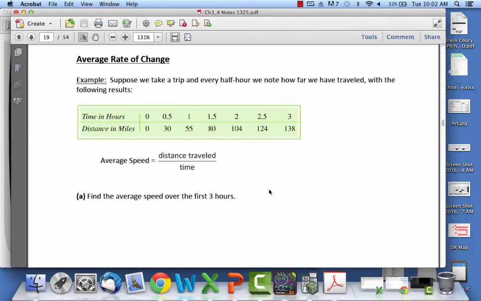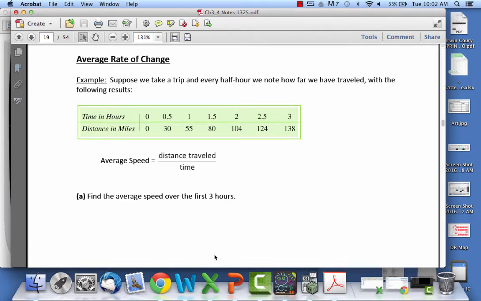Okay, so if we're looking at this, we don't know what the function actually is. We just know the value at 0, at 30 minutes, at an hour and a half, 2 hours, 2.5 hours, and 3 hours. We know how far we've traveled at each of those stages. So if we wanted to know our average speed, then we would take the distance we'd traveled and divide by how long it took us to get there, right? This just goes back to distance equals rate times time. So rate times time is distance, divide by time on both sides.